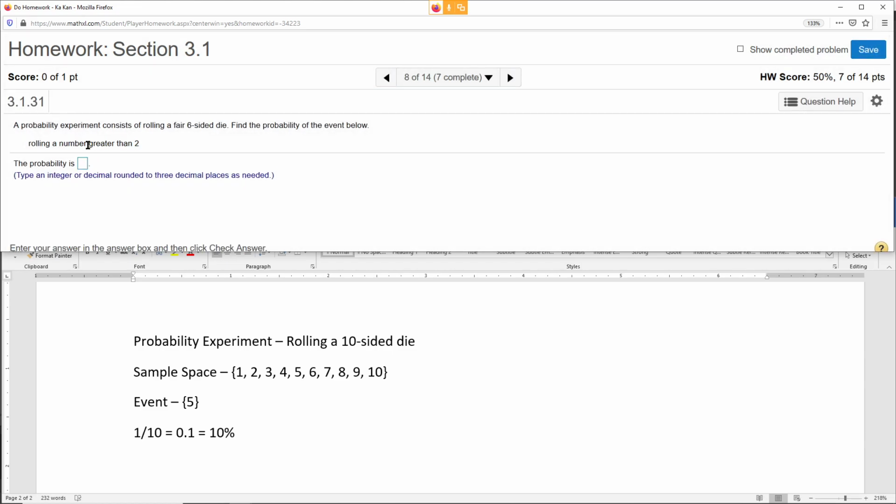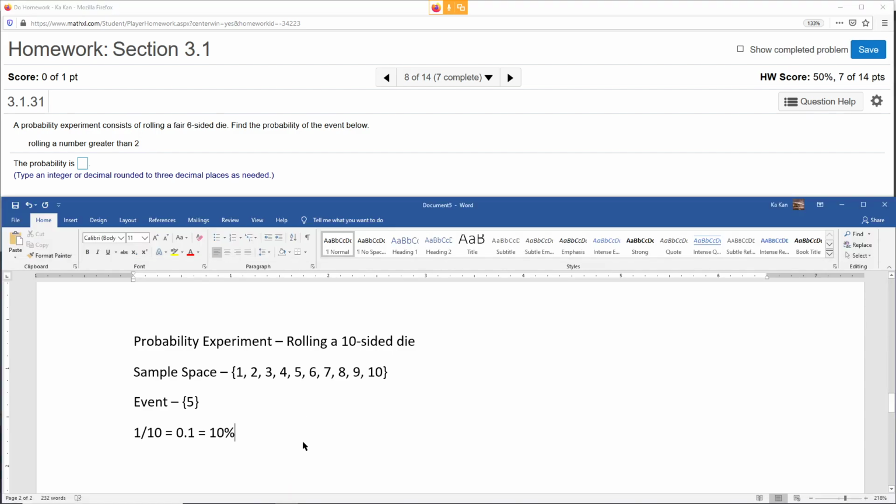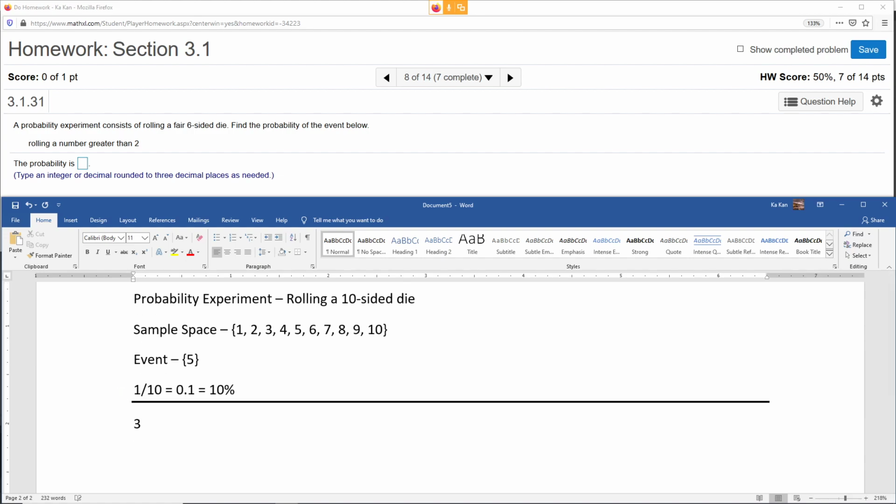Right? So now, what about this other one? Rolling a number greater than 2 on a 6-sided die. So let's look at this one. So this one is going to be 3.1.31, right? Now the sample space in this case is going to be 1, 2, 3, 4, 5, 6. No problem. Well, the event that we desire in this case is a number greater than 2. So we don't include 2, right? It has to be bigger than 2 strictly. So it'll be 3, 4, 5, 6.